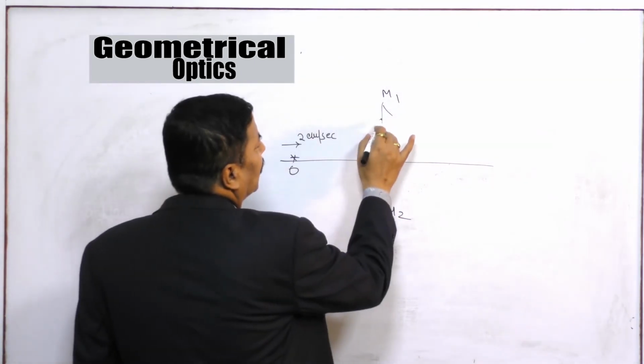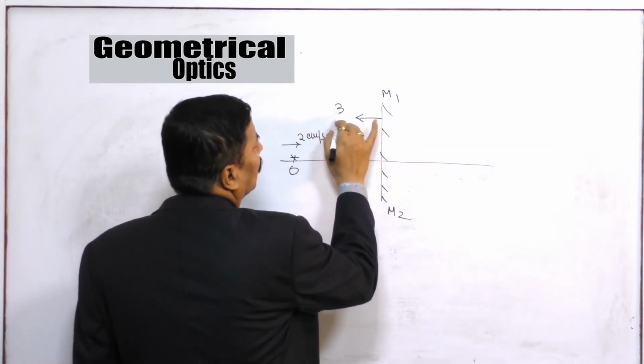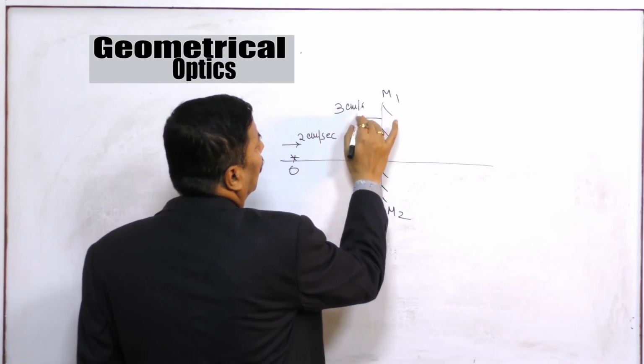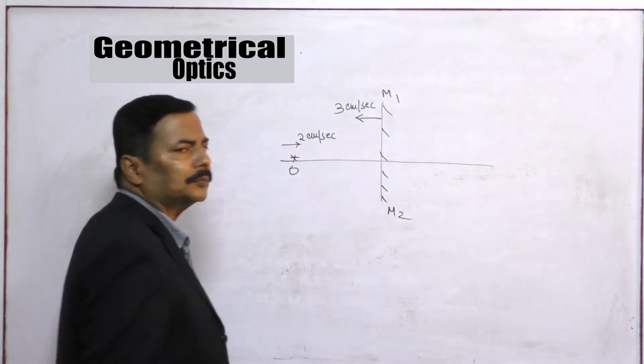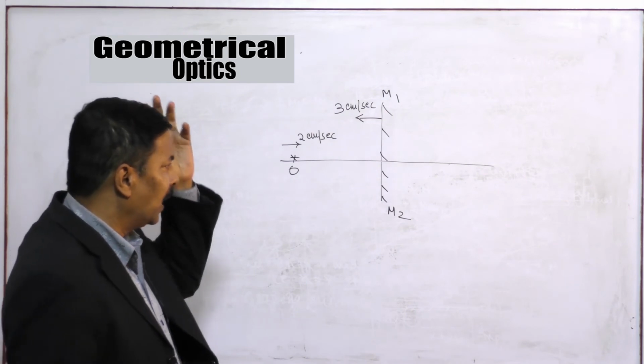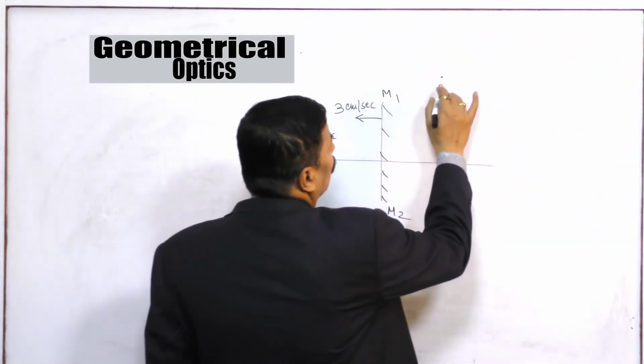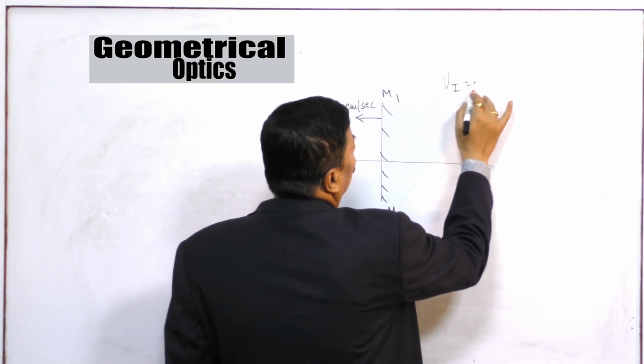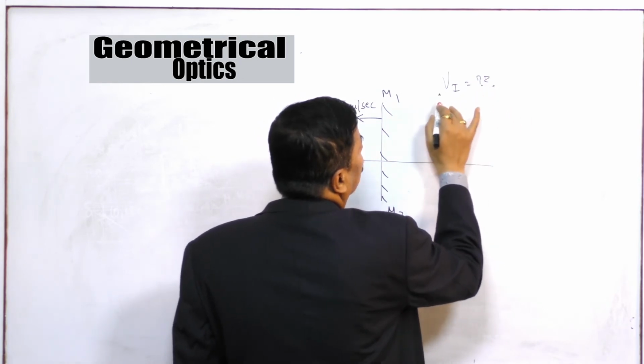And this mirror is moving with 3 centimeters per second. Mirror is moving in this direction with 3 centimeters per second. Then what is the velocity of image? Velocity of image is how much?